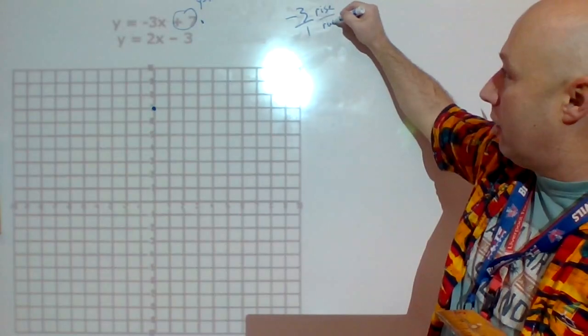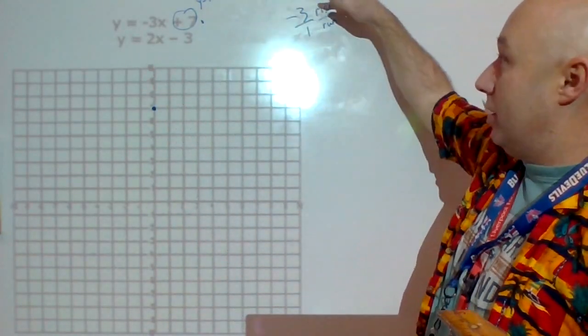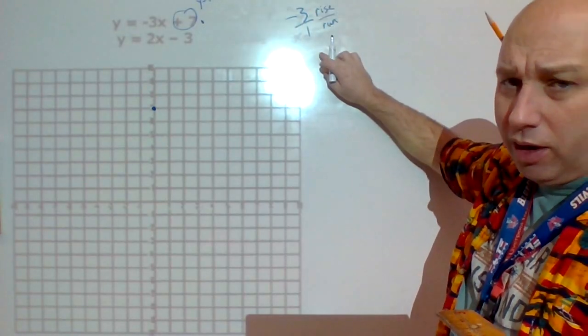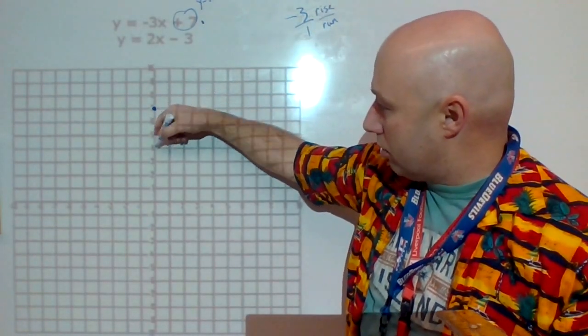Remember, to make any number a fraction, you can put it over 1. I'm going down 3 because my rise is negative 3, and right 1 because a positive 1 means go right. So down 3 and right 1: 1, 2, 3, 1.